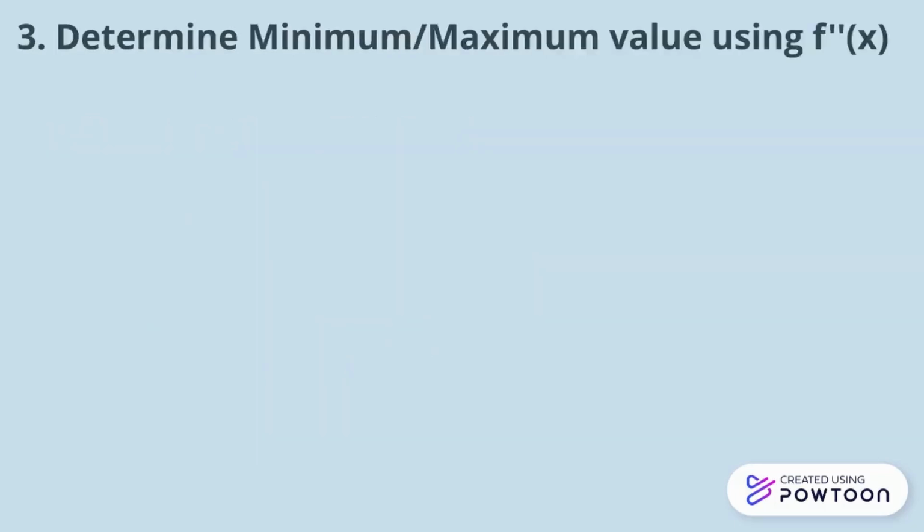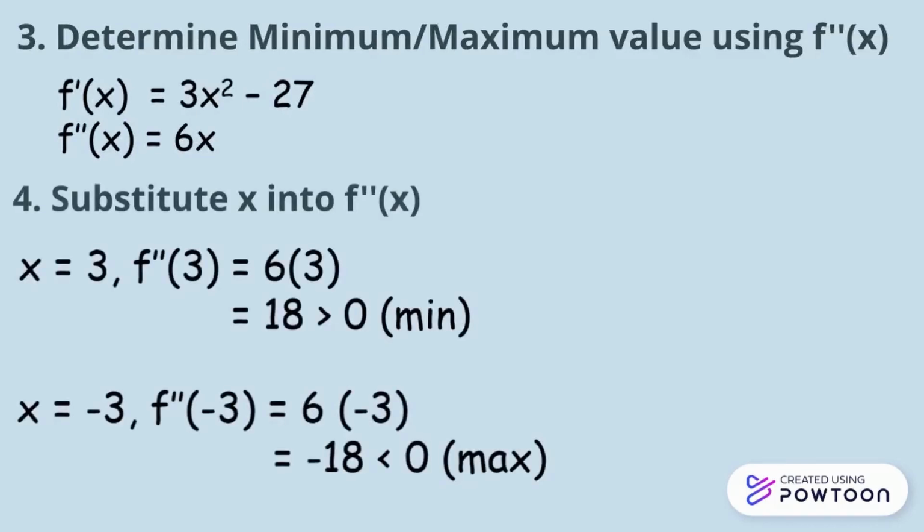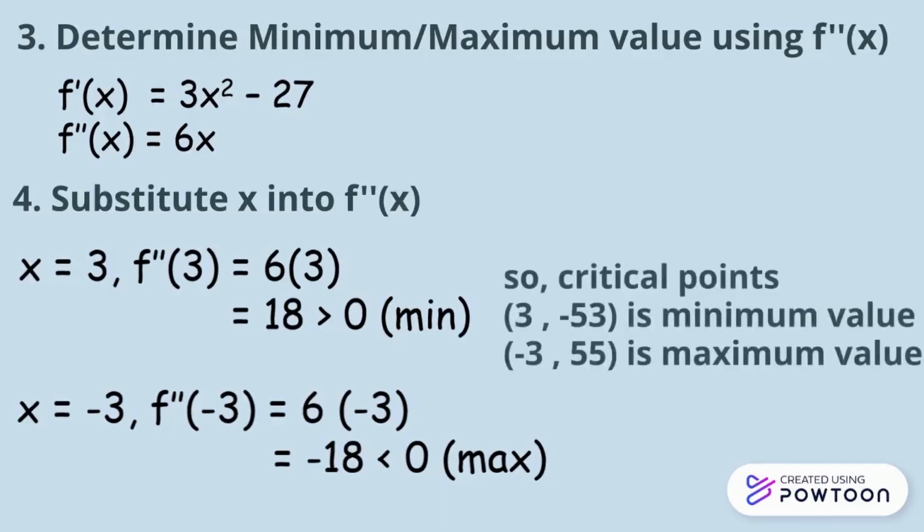After that, we can determine minimum and maximum value using f double prime x. We can substitute x equal to 3 and x equal to negative 3 into f double prime x. So we will know critical point (3, negative 53) is minimum value and (negative 3, 55) is maximum value.